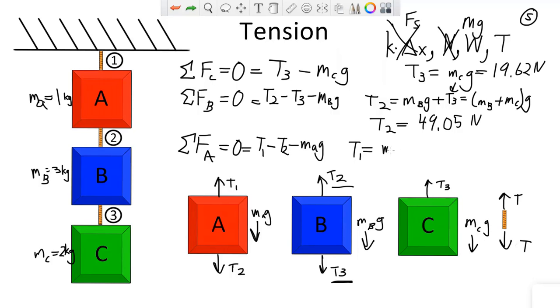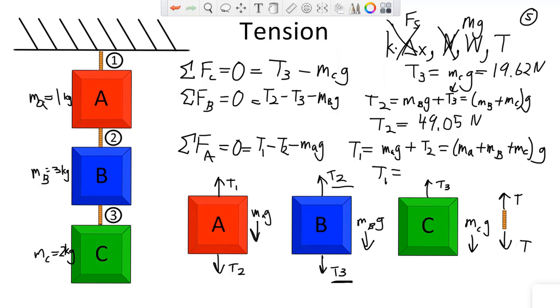So in the end, we get T1 equals T2 plus, or I'll write MAG first, plus T2. And then we know that T2 is just this in the end. So really we can pull out a G again, and then we're left with MA plus MB plus MC times G, which makes sense. If you had one giant block ABC right here, and you hung it by one rope, then you're going to get this. So it makes sense in the end. Now we just need to figure out what this number is.